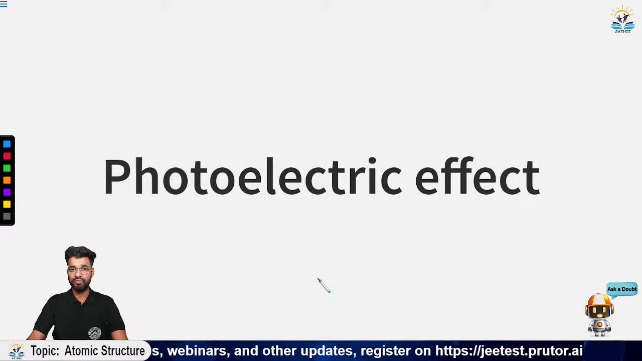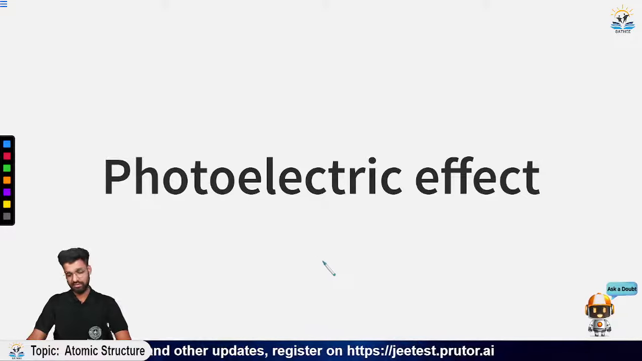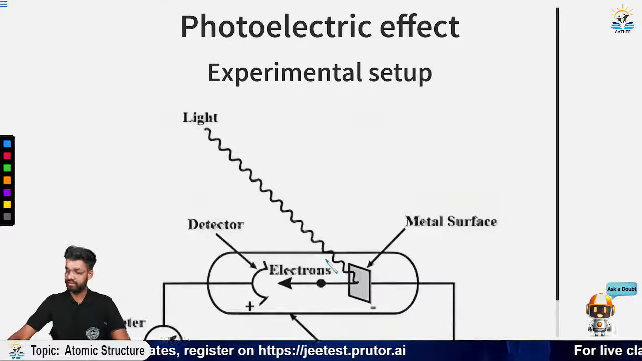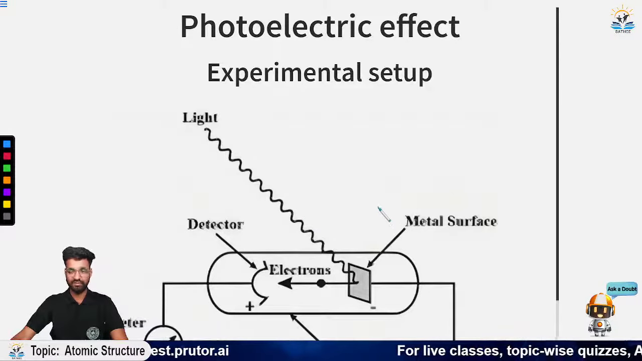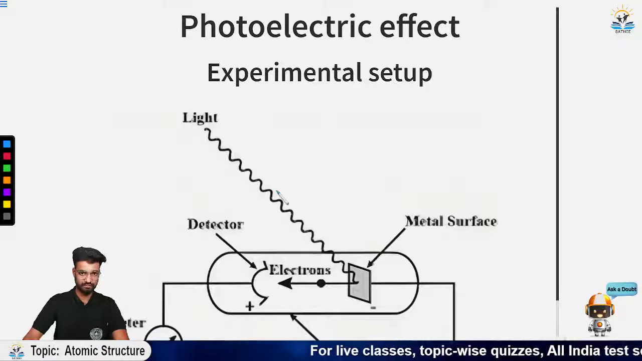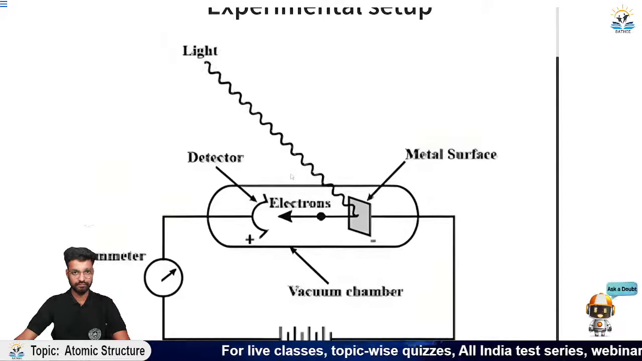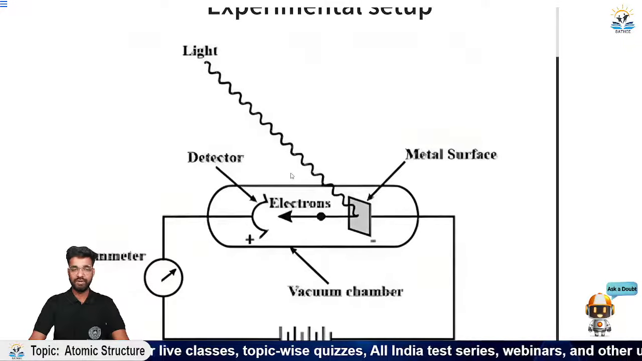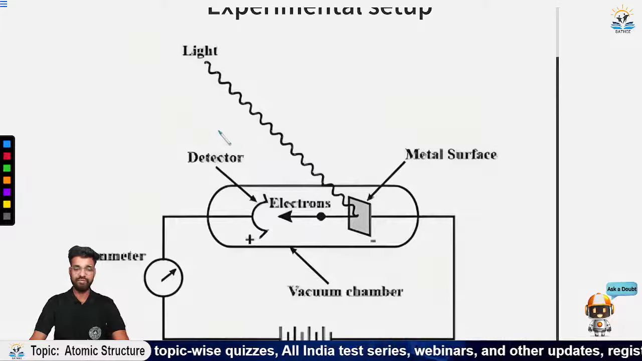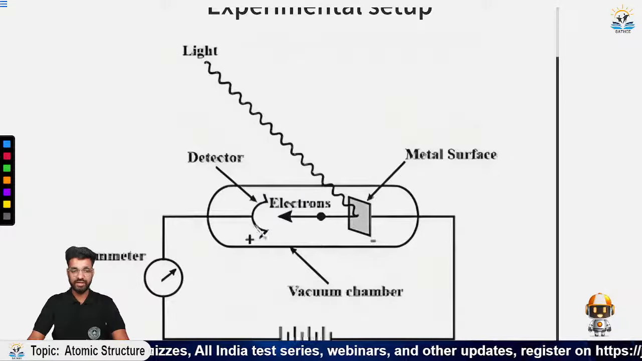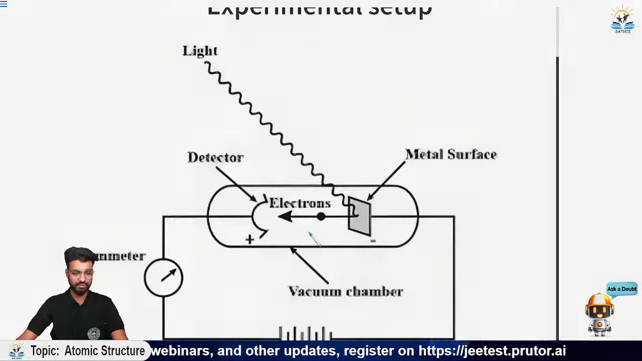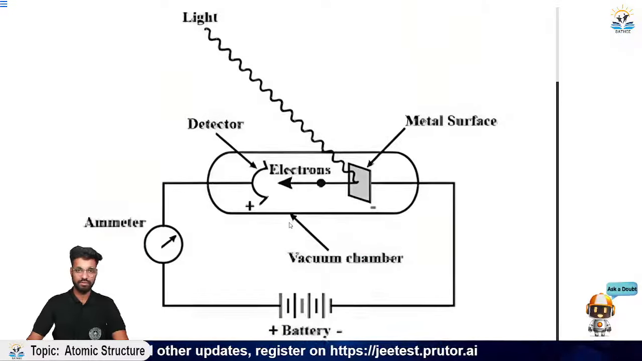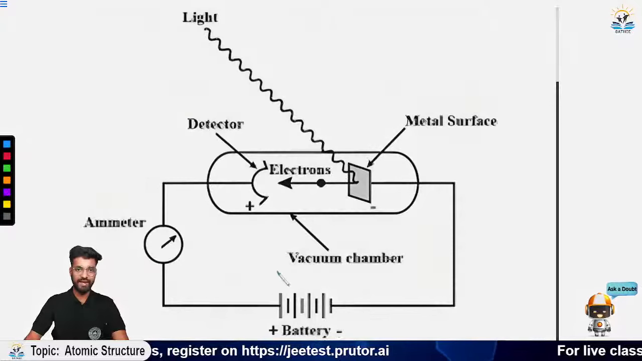Now next we will move to the photoelectric effect. So what is the photoelectric effect? If you see the diagram here, it is of a photoelectric effect. Let me explain this phenomenon. Suppose we have a circuit here. This is our circuit, and we put up here a battery.